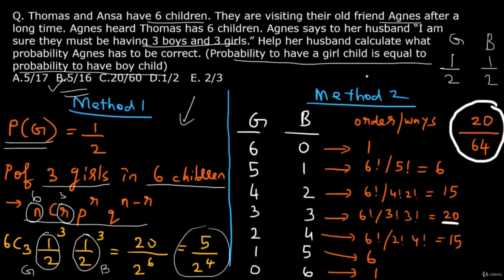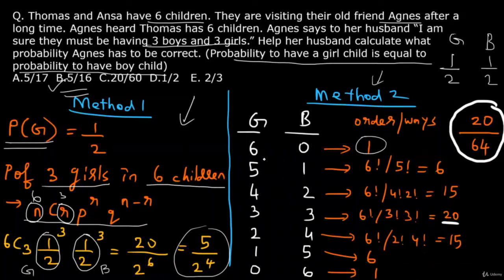Now, one more way to do this would be to list down all the possibilities. If they have 6 children, all 6 could be girls and 0 boys, or it could be 5 and 1, or 4 and 2, 3 and 3, 2 and 4, 1 and 5, and 0 and 6. So these are all the possibilities, right? Now, over here, there is only one way in which you can have 6 girls and 0 boys, because there's an order, right? Who is elder and who is younger.